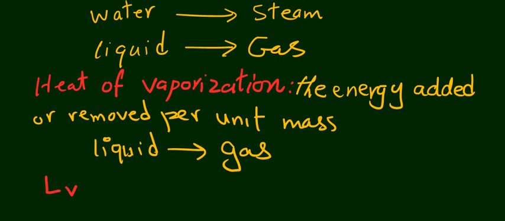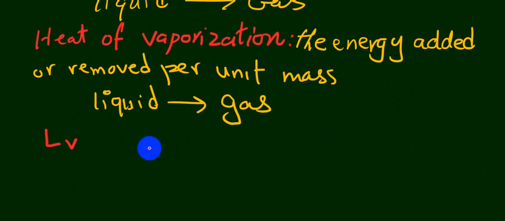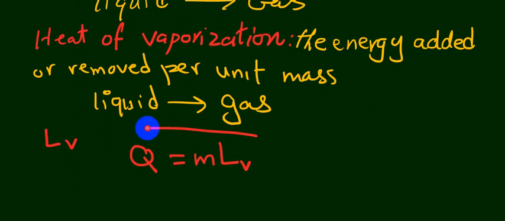Similarly, Q in this case equals m LV. Quantity of heat required to change an amount of a substance from a liquid to a gas equals m, the mass, times LV. Clear?